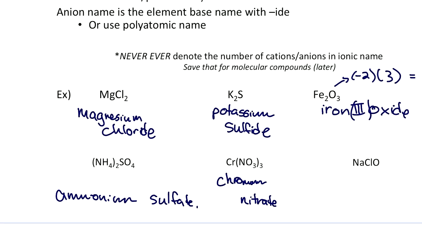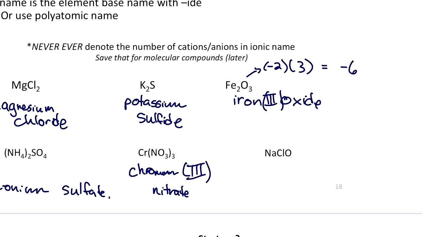So what does the charge on chromium have to be? 3, because each nitrate is 1. All right? If you can't predict it on the periodic table, you have to tell the reader what charge it is. All right, and then the last one, this one's tricky.